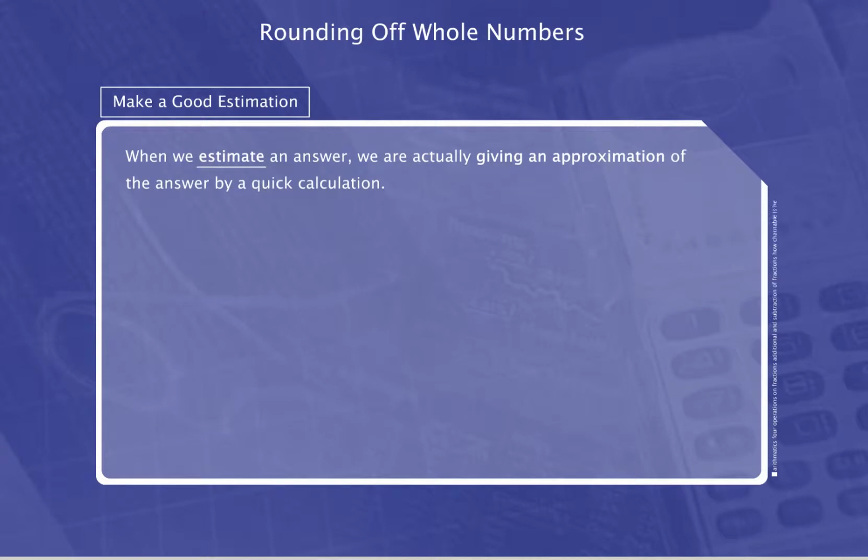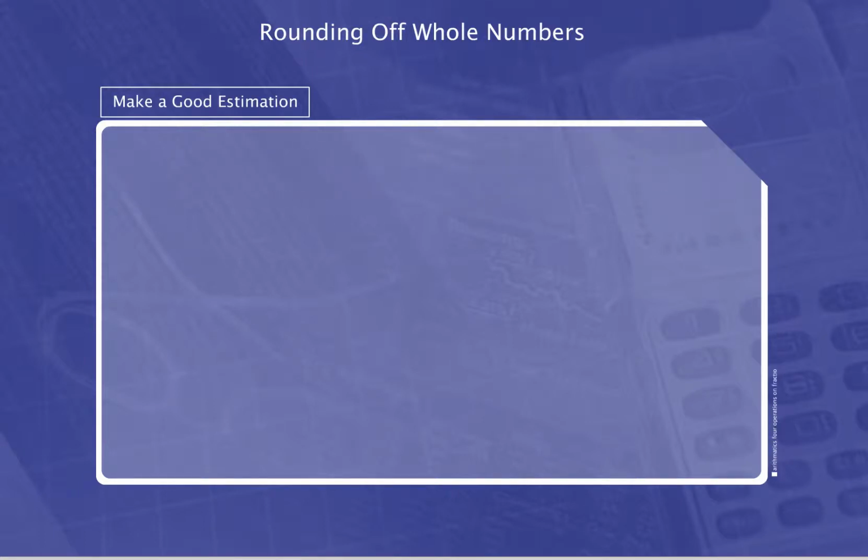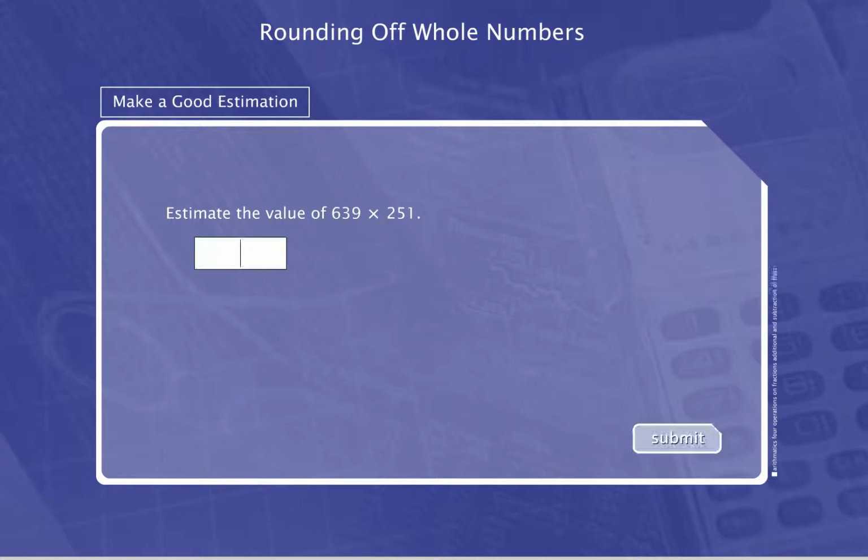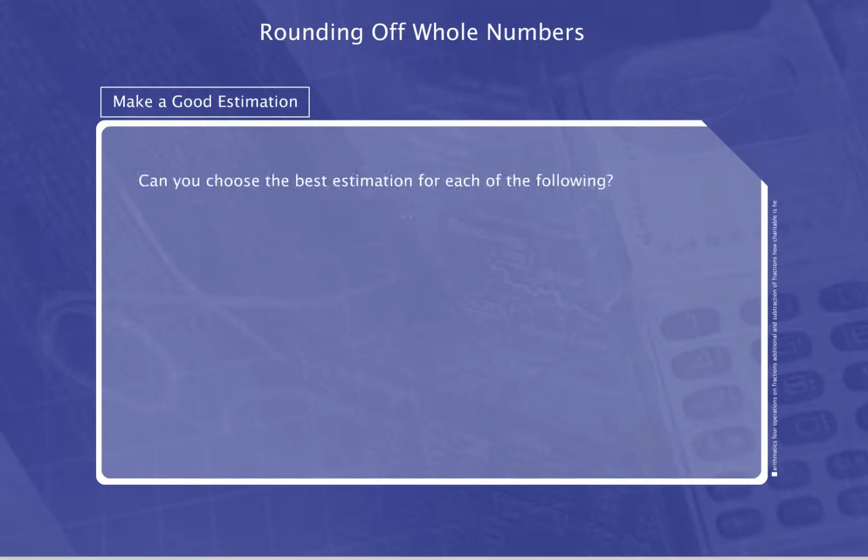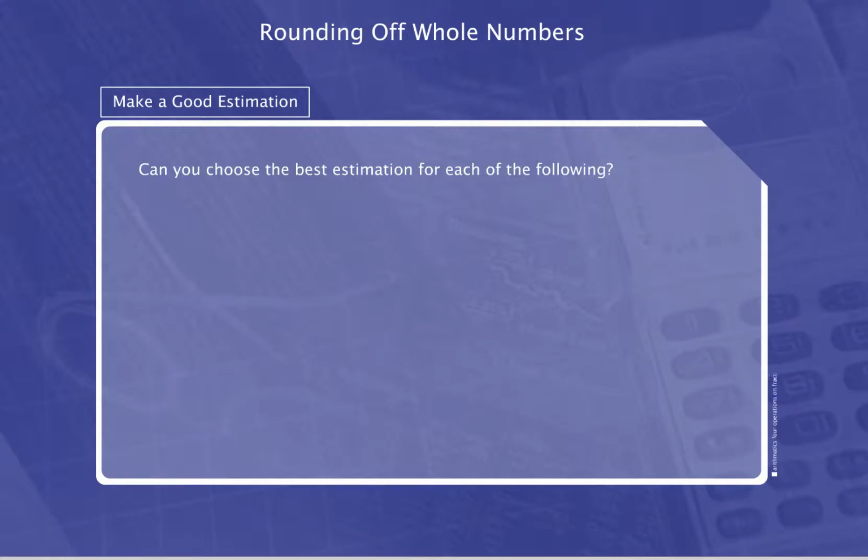When we estimate an answer, we are actually giving an approximation of the answer by a quick calculation. Can you make a good estimation for the following? What about this sum? Can you choose the best estimation for each of the following?